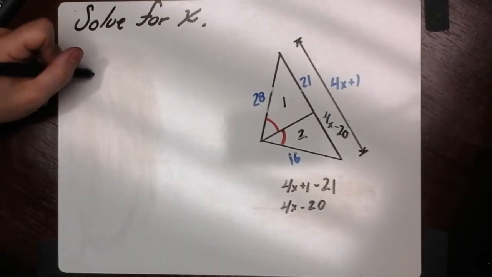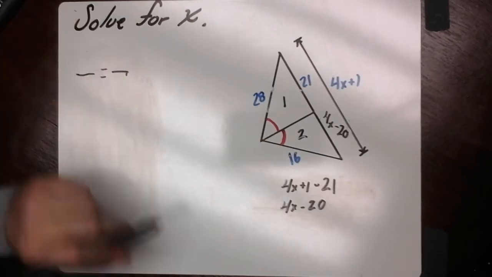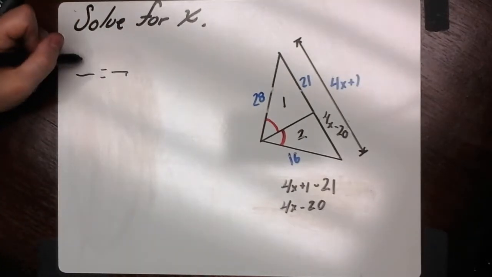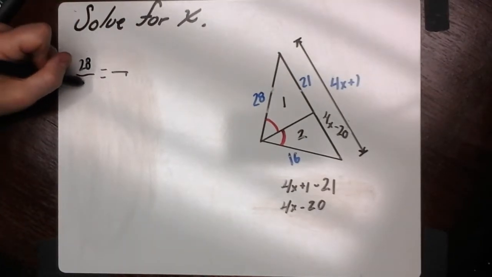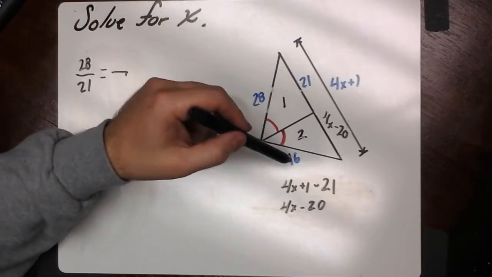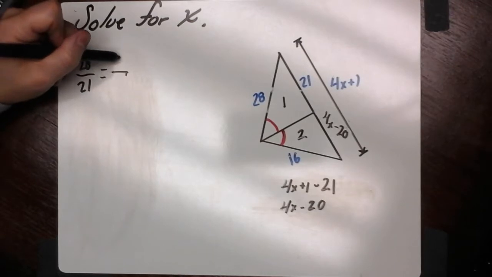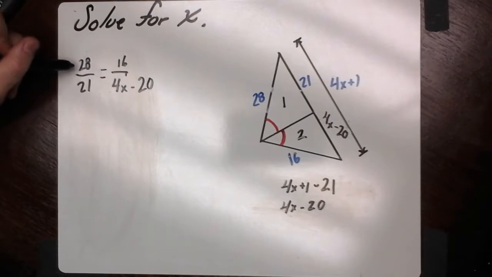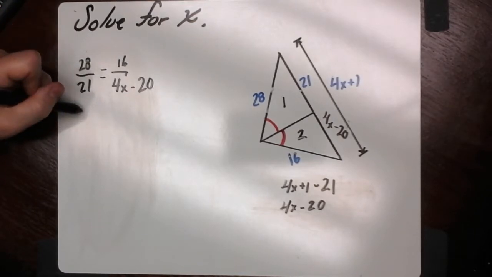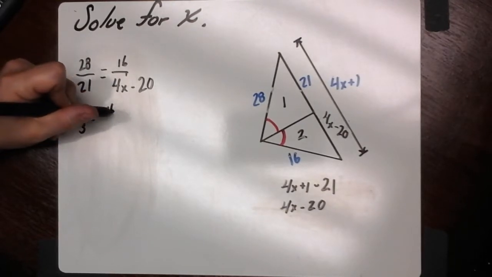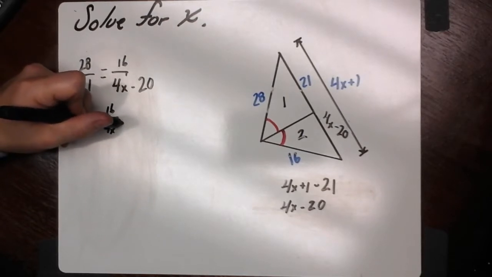Okay, now I want to set up my proportion. All right, well, again, I look at 28 and 21, and I notice that they're reducible. 28, 21. So as a result, if I went from 28 to 21, I have to go from 16 to 4x minus 20. I'm going to reduce that really nicely by 7, right? It's making my numbers a whole lot smaller. 4 over 3, that looks like. 16, 4x minus 20.